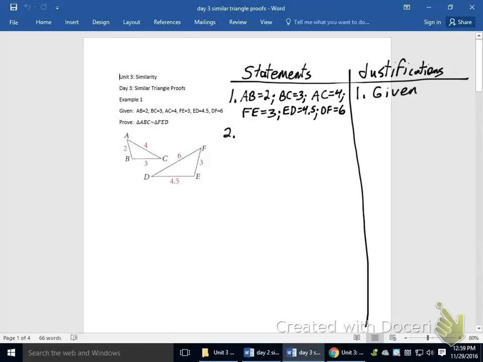Alright, we're going to get into some similar triangle proofs today. Really going to be kind of straightforward on these proofs, nothing too complex. Let's go ahead and get started with this first one where we have our given information already written down.